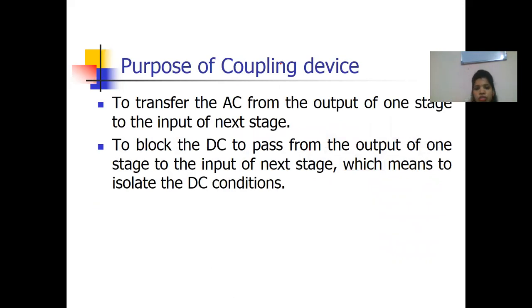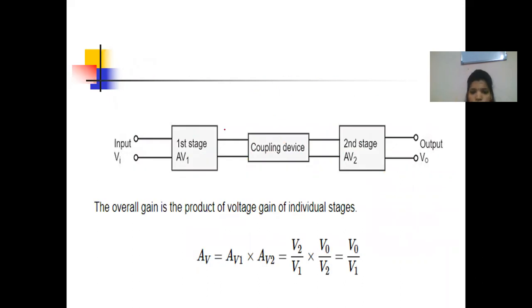Now the next question is, what is the purpose of a coupling device? I have already explained that different stages are connected in series, or we can say cascaded, with the help of a coupling device. But think about it. Can't they be connected directly? What is the need of a coupling device? They can be connected directly.